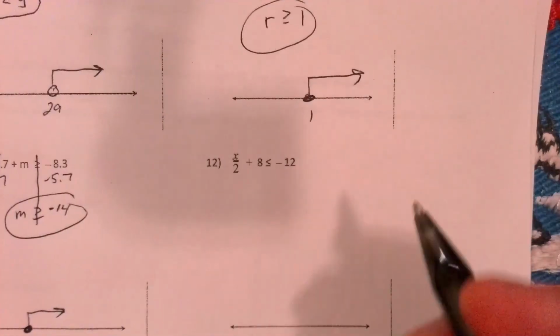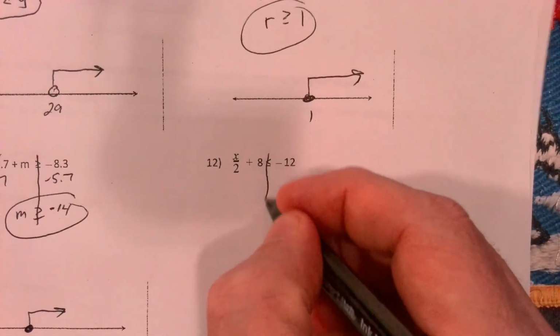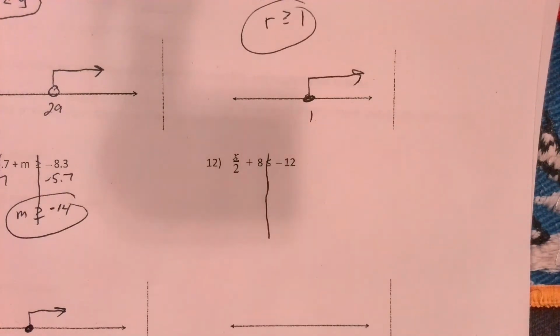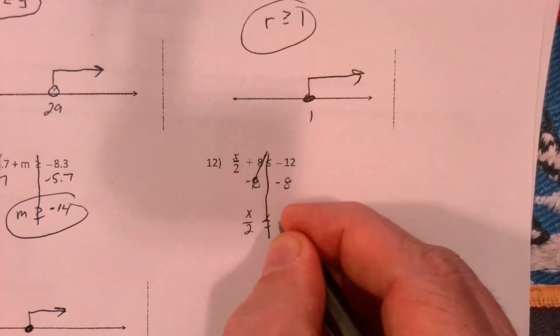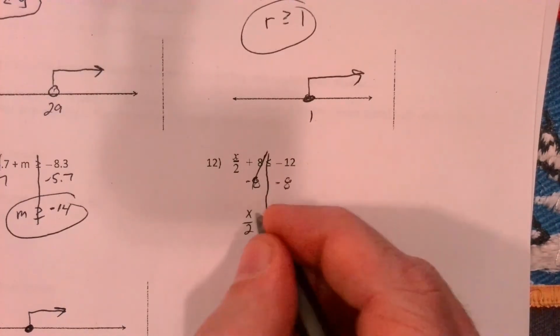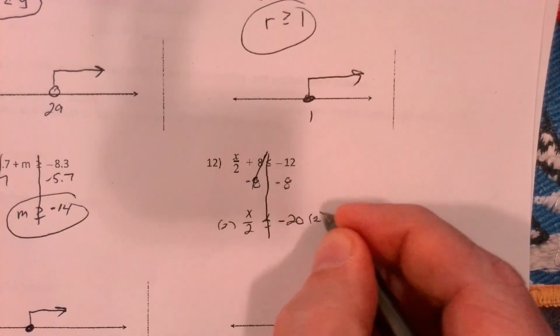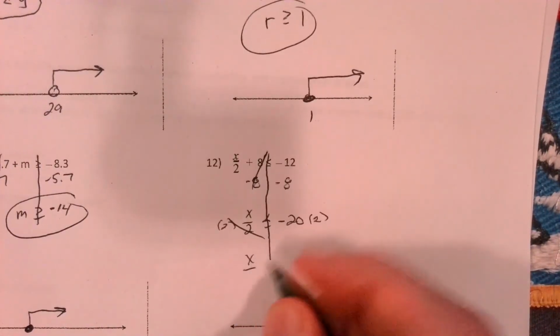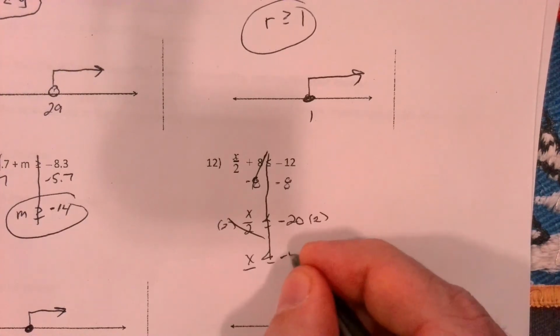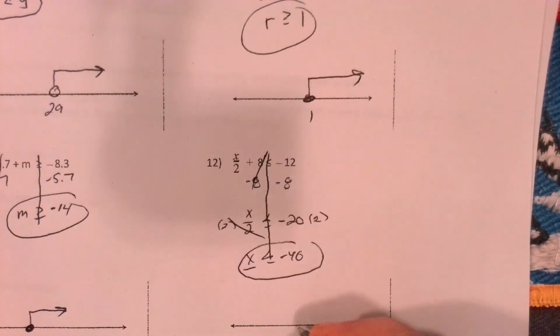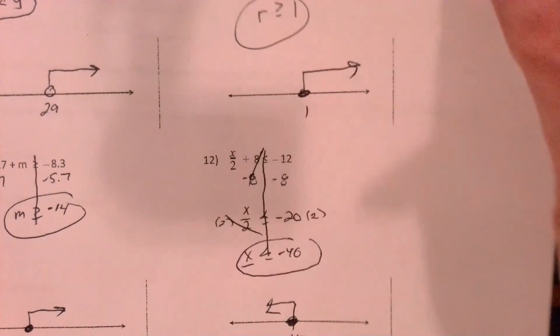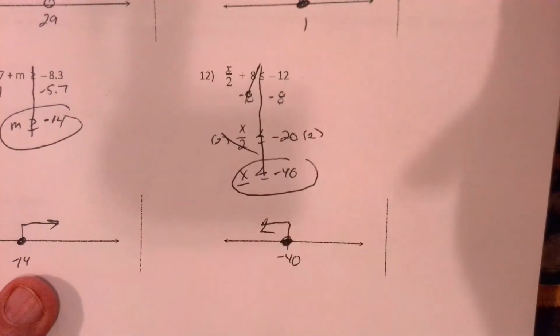And then the last one, we have addition and division in the problem. Not a flip, because there's no negative with the variable term. Subtract 8. We'll get x over 2 is less than or equal to negative 20. And then we're going to multiply both sides by 2. And we get x is less than or equal to negative 40, I believe. I've done everything right, I think so. So we just go to negative 40. Solid dot. All numbers that are less than or equal to negative 40 goes that way. All right, there's your third page. Sorry if you couldn't see that graph.